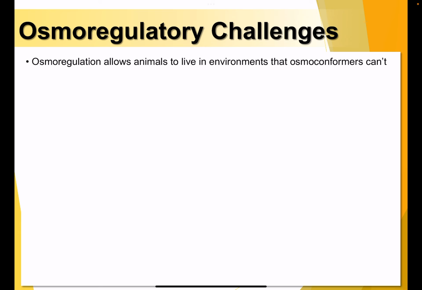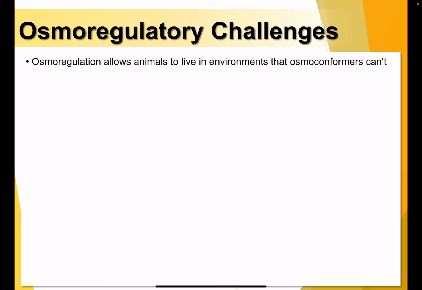Osmoconformers, in a sense, are pretty restricted to where they're living because their body is already conformed to the environment they're currently living in. If you put an osmoconformer in another spot, they're probably not going to be very happy. Depending on how flexible their range is, they could die right away if you put them in a different solute concentration environment. So it depends on what kind of osmoconformer they are.